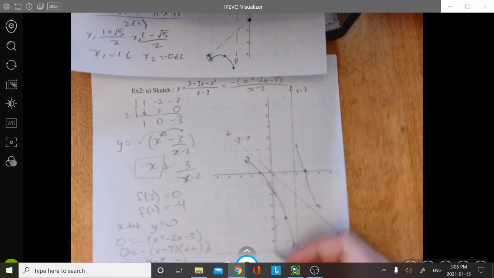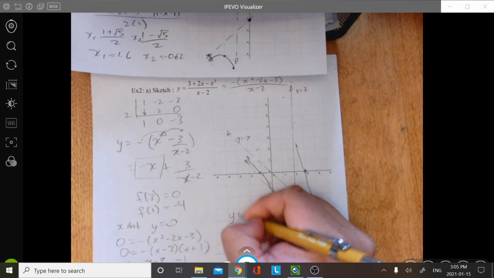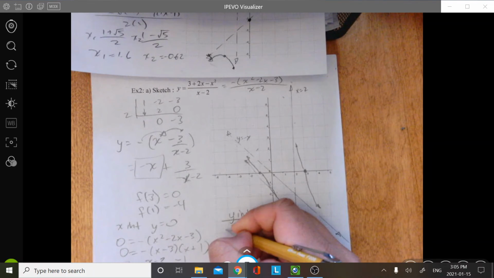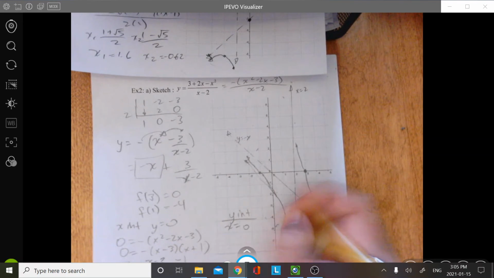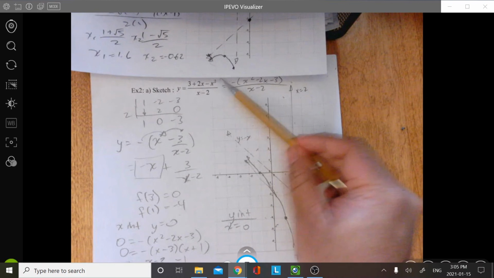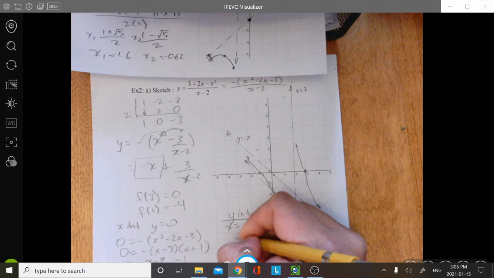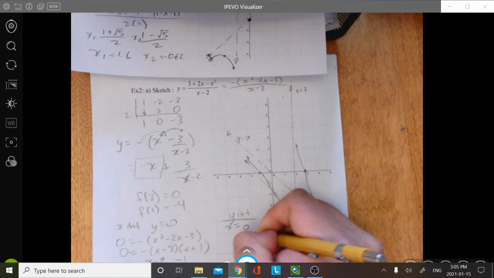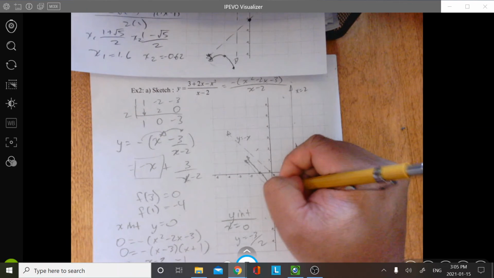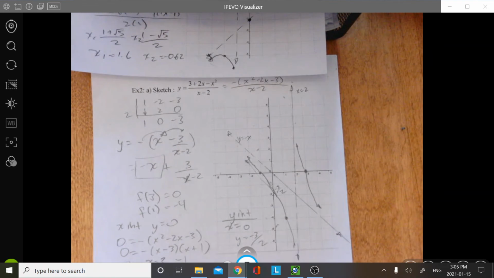Okay, and then our last one will be our y-intercept, which is when x is equal to 0. So then if these are all zeros, you're just left with y equals negative 3 halves, right? So negative 3 halves.